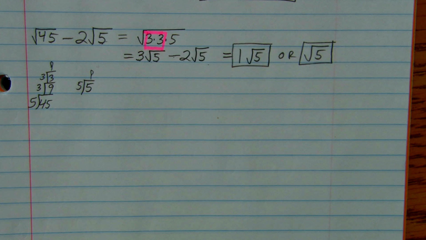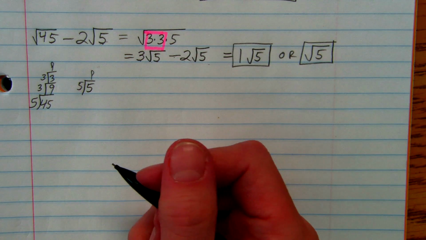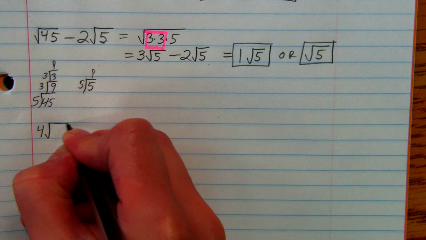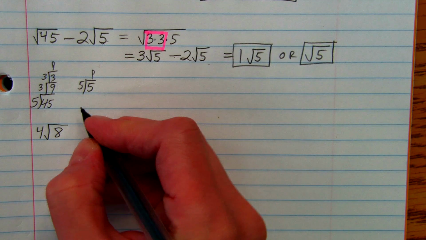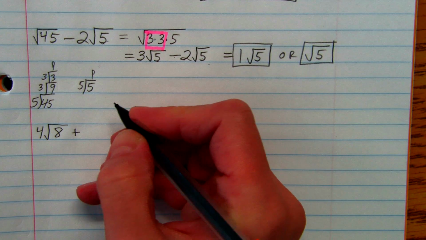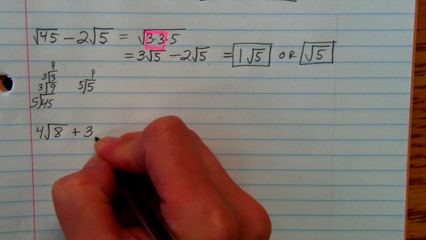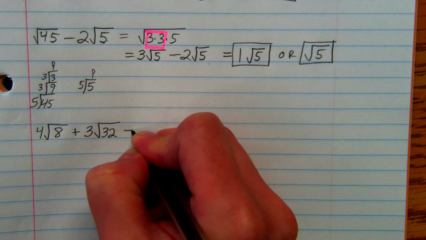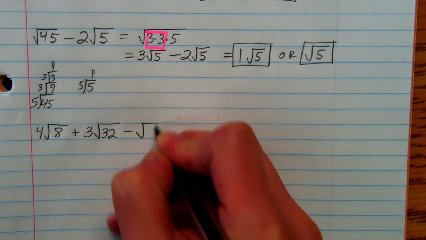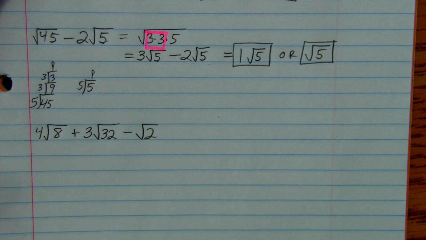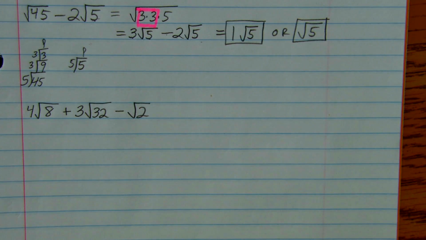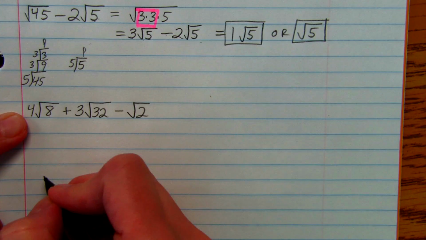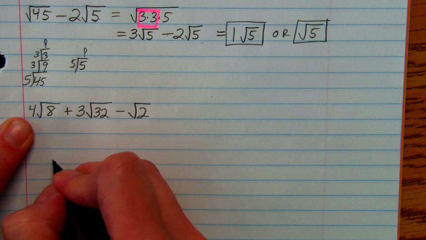I like taking notes. Okay, so let's do another one. Let's say that I have 4 times the square root of 8 plus 3 times the square root of 32 minus the square root of 2. And talk about how this is going to happen. So first we want to birthday cake 8. I'm not going to go down too far. We still need to fit one more example, but I'll just do it here small.